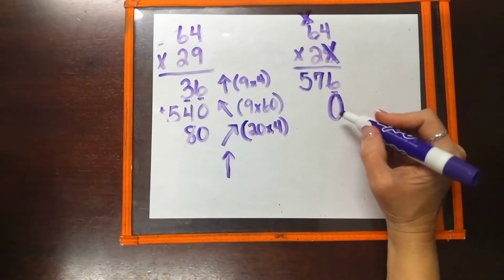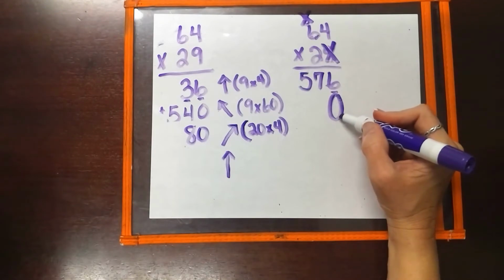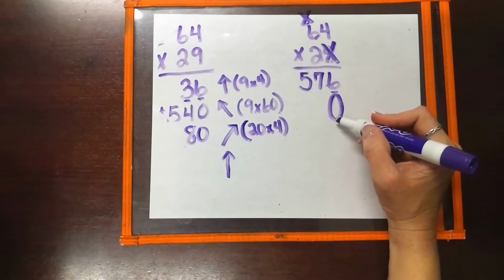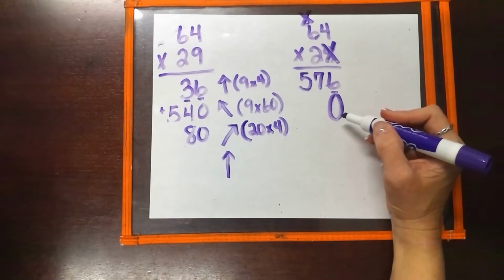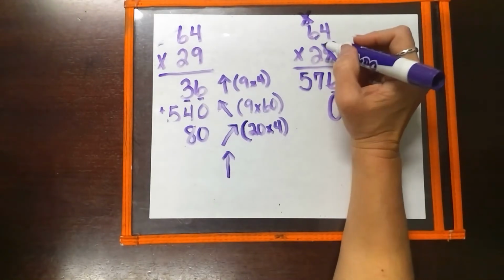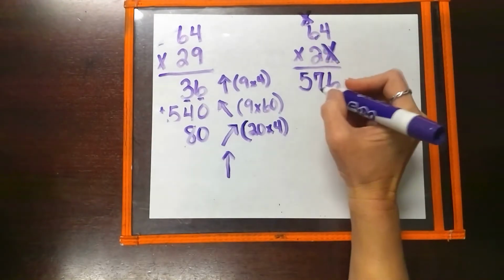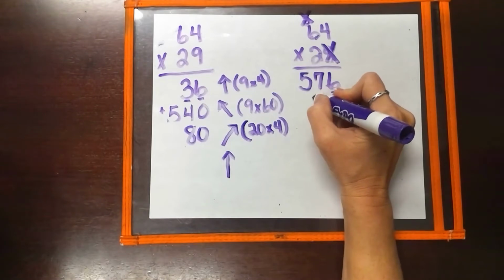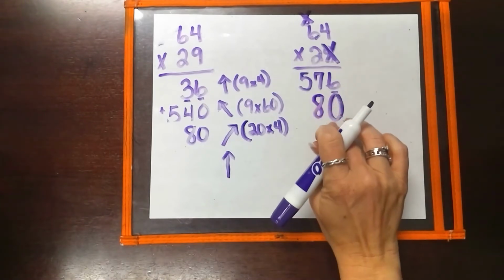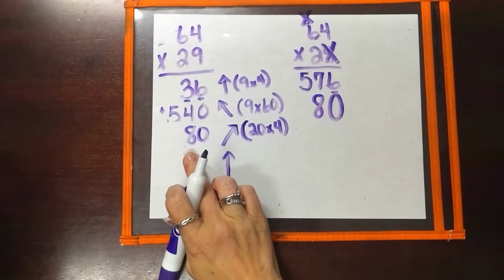And I ask kids all the time, boys and girls, why do we need to put 0 here as a placeholder? And they tell me because we're now multiplying by 10, and anytime you multiply anything by 10, it ends in a 0. I want them to understand that. They won't forget it if they understand. Okay? So, we're going to come over here and say 2 times 4 is 8. And look at this. 80, 80. Okay?